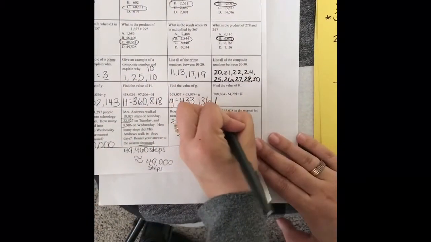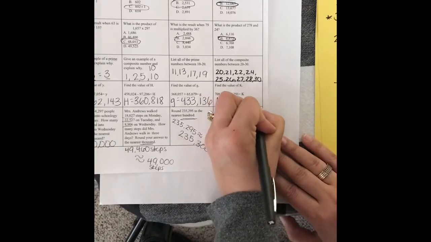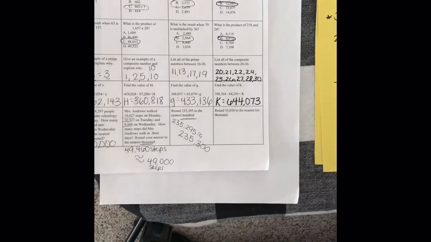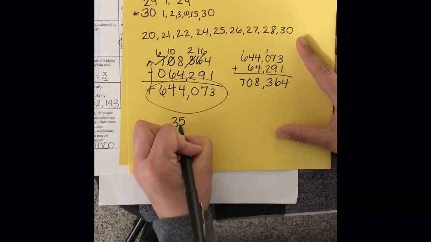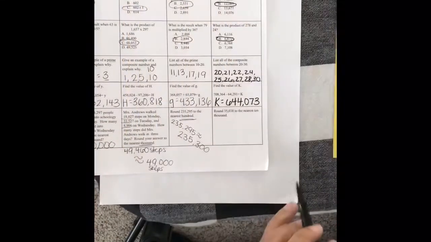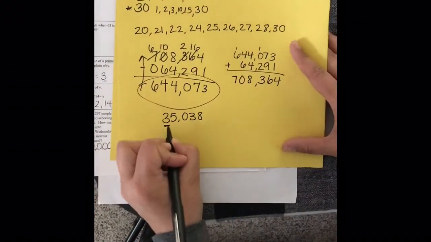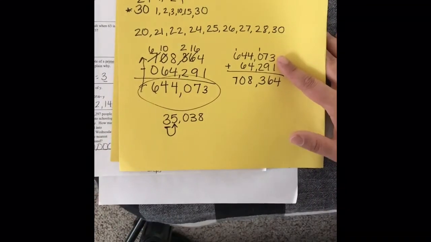So we can go over here and write that the value of K is 644,073. All right, last we have a rounding problem. So I have 35,038. And we're rounding to the nearest 10,000, which means I underline my 10,000s place. I look to my right and I say my riddle.